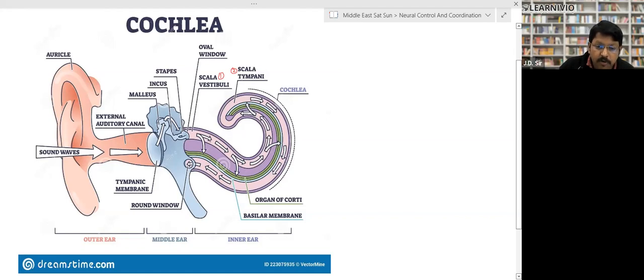And what happens? While passing through this membrane, these sound waves collide with a special kind of organ, which is called organ of Corti. As I have mentioned, organ of Corti has certain cells, and these cells have some sensory hair, right? These are called sensory hair. In the Reissner's membrane, there is the organ of Corti, and the organ of Corti has sensory hair.